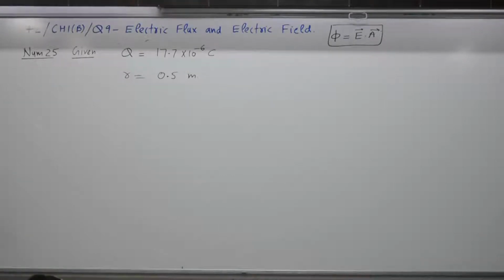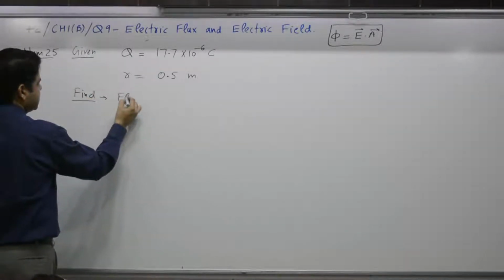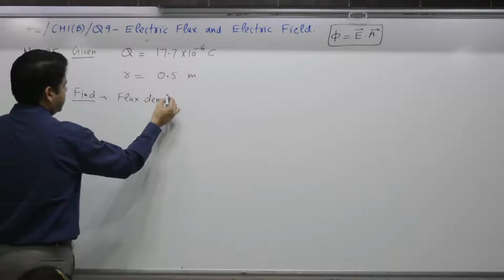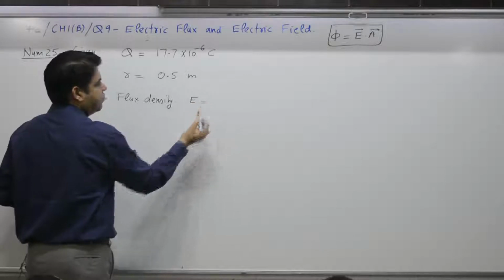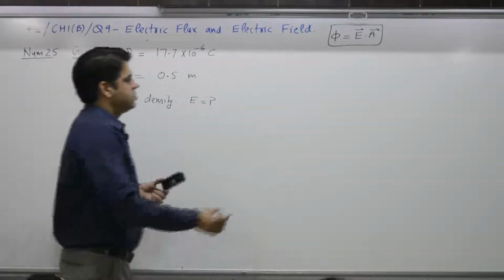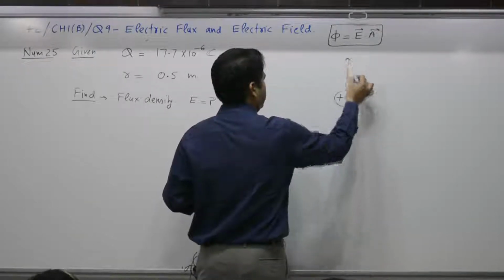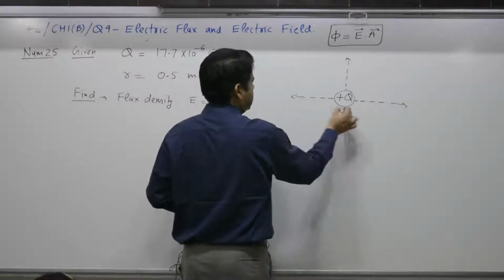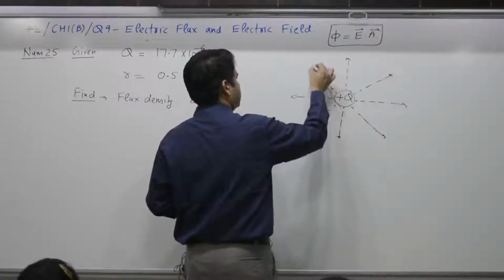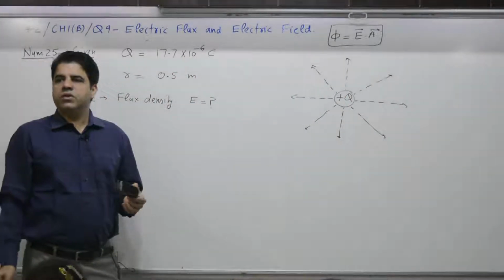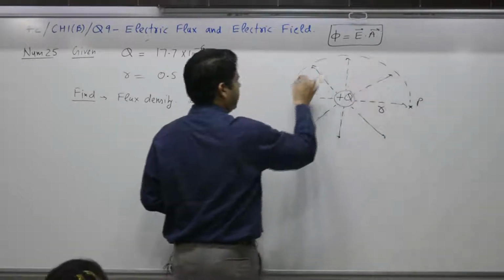What you need to find out is flux density. When you say flux density, it means number of lines per unit area. That means you have to find out E. There is a charge Q coulomb. Number of lines come out of it: 1 coulomb, 1 by epsilon naught; 2 coulomb, 2 by epsilon naught; Q coulomb, Q by epsilon naught. At any point P, which is at a distance r, what is the value of E?